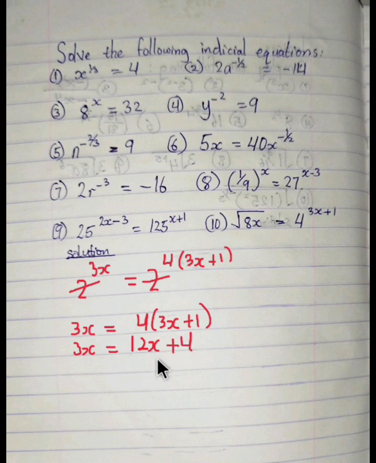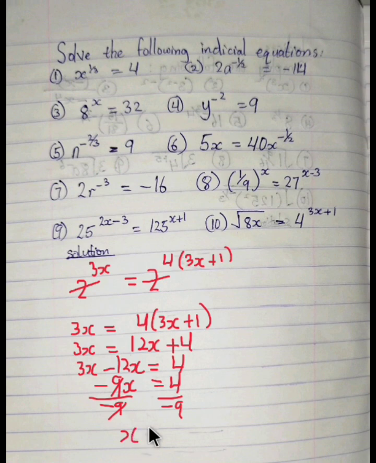So now we can collect the like terms. 3x minus 12x is equal to 4. 3 minus 12: 3 is smaller, 12 is bigger. So we are going to have minus 9x is equal to 4. Divide both sides by minus 9. So x is going to be minus 4 over 9.